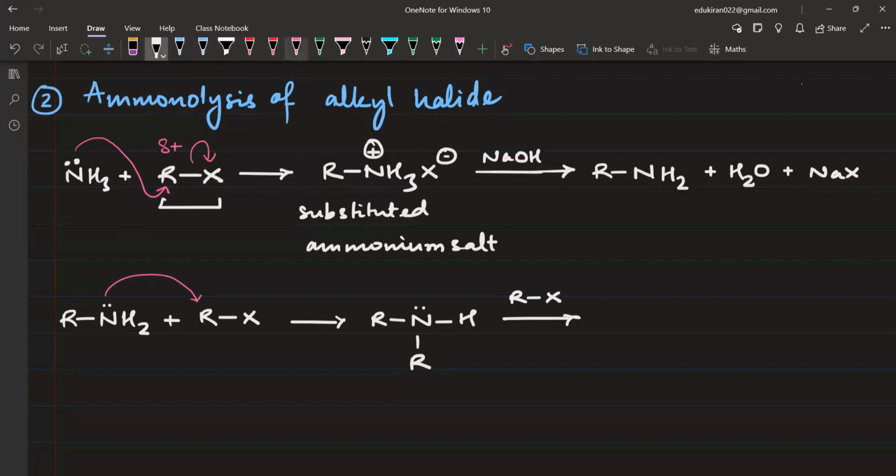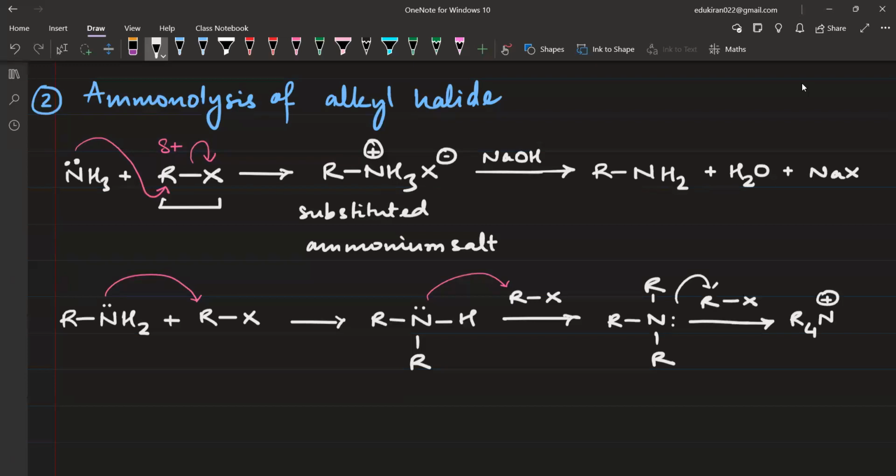It actually attracts. Okay? And then we will form R N, one R group and H here and one R group here. Now this nitrogen is still having lone pair electrons. It can attack the alkyl group of haloalkane once again, and it will form R4, four alkyl groups on the nitrogen atom with a positive charge, and this is known as quaternary ammonium salt. This positive charge will be balanced by X negative.